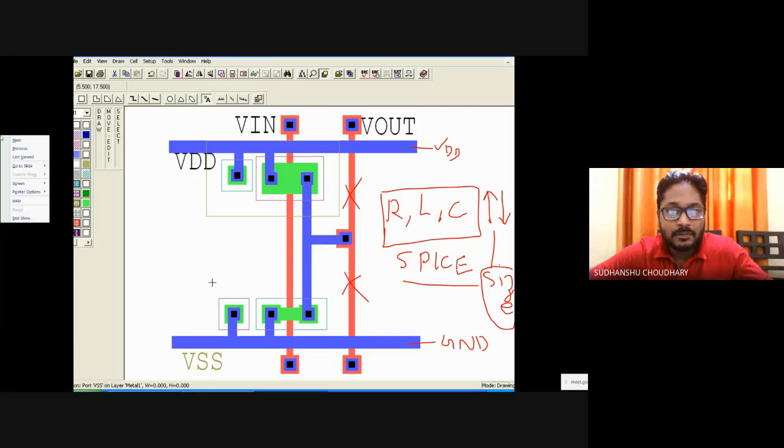So if you have any questions, then maybe you can ask. I think that the demo of the layout editor tool and the extraction of the parasitic elements requires another hour at least. So maybe on Tuesday, since we have a class, we can learn the process of drawing the layout and then extracting the parasitics from it. So I think we should end the class now, and if you have any queries, you can ask.